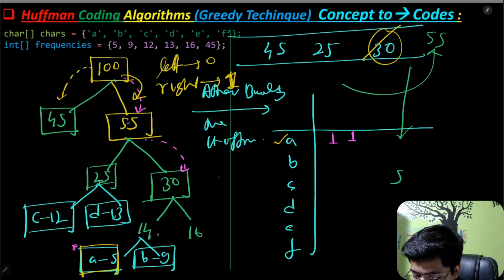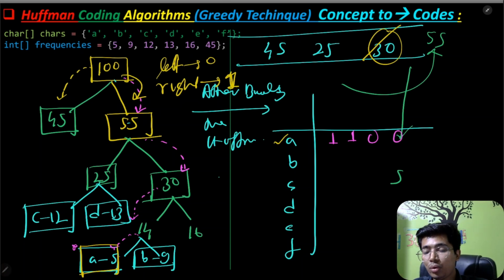So after that, now that is A. We need to traverse from here in the left side, and because this is left, we'll be putting 0. Now again we have to traverse in the left side, so we'll be putting 0. So that will be the code for our A. Now we'll be finding the code for B.